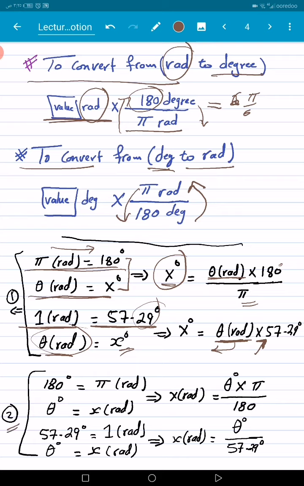The last way, 180 is equal to pi. That is to convert to degrees. If you want to convert it to radians, so 1 pi is equal to 180 degrees, how much is x in radians? Just convert this numerator to denominator and denominator to numerator and start your work. So that is the important things in this lecture.